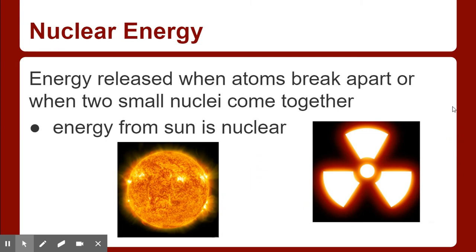Nuclear energy is another form of energy, and it happens as atoms fall apart. They send out pieces of energy, and that energy can help to power things like nuclear power. Our sun is actually one giant nuclear reaction that's occurring.